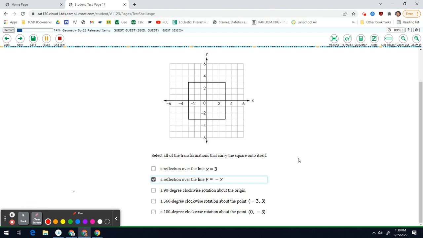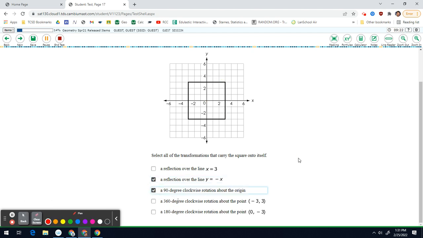Next, a 90-degree rotation clockwise about the origin. Well, it just so happens that this square is centered around the origin, right? 3 in each direction. So when you go 90 degrees clockwise, it's going to land on itself, right? Because each of these angles is 90 degrees. So that one will work.